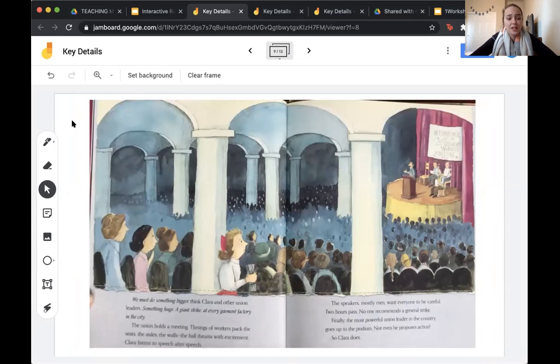We must do something bigger, thinks Clara and other union leaders. Something huge, a giant strike at every garment factory in the city. The union holds a meeting. Throngs of workers pack the seats, the aisles, the walls. The hall thrums with excitement. Clara listens to speech after speech. The speakers, mostly men, want everyone to be careful. 2 hours pass. No one recommends a general strike. Finally, the most powerful union leader in the country goes up to the podium. Not even he proposes action, so Clara does.